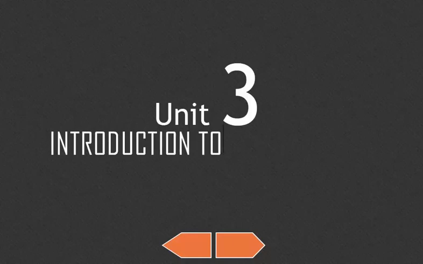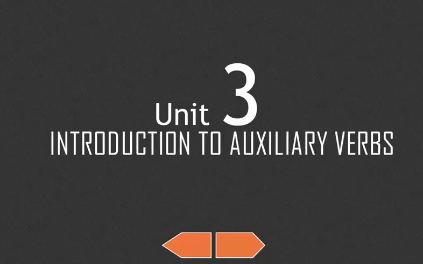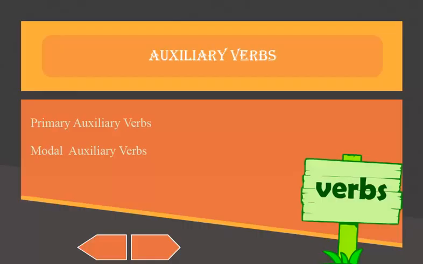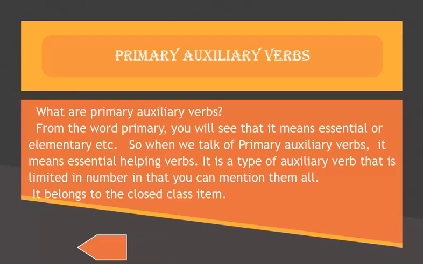Unit 3. Introduction to auxiliary verbs. Auxiliary verbs are of 2 types: primary auxiliary verbs and modal auxiliary verbs. Primary auxiliary verbs. What are primary auxiliary verbs? From the word primary, you will see that it means essential or elementary, etc. So when we talk of primary auxiliary verbs, it means essential helping verbs.